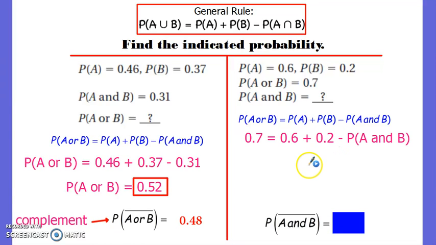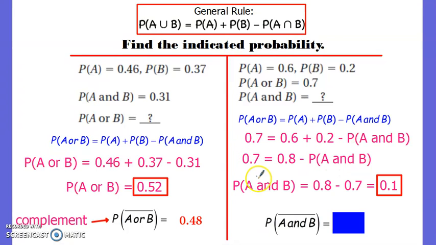So we can fill in the pieces. Again, we can add the like terms. We can even switch spots here. If the probability of A and B is negative currently, I'm going to go ahead and add that to the other side, and at the same time subtract that 0.7 over to the right side. That way we can get the probability of A and B all by itself, and 0.8 minus 0.7 would be 0.1.